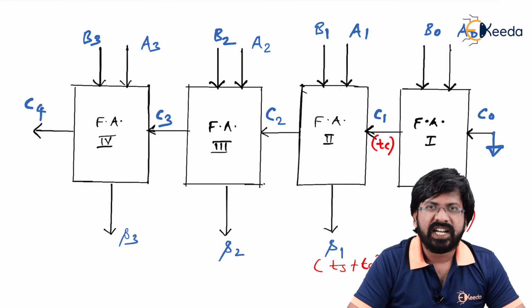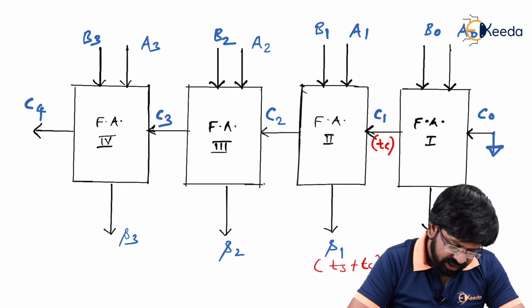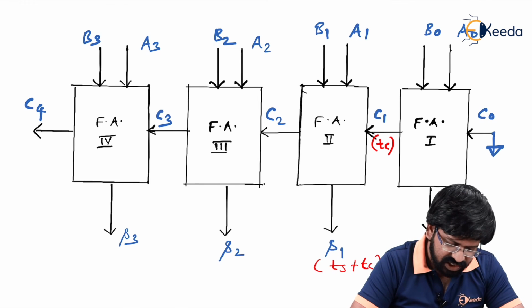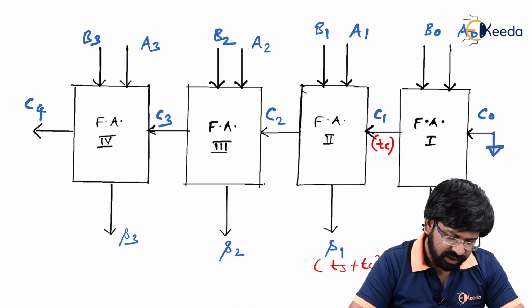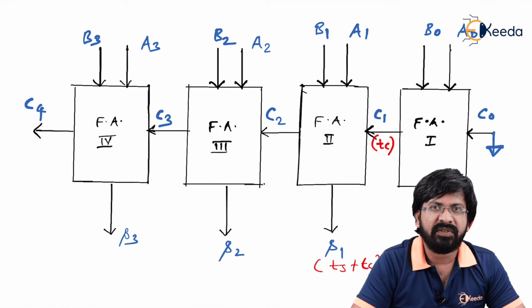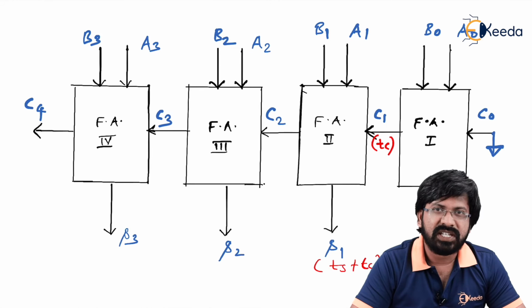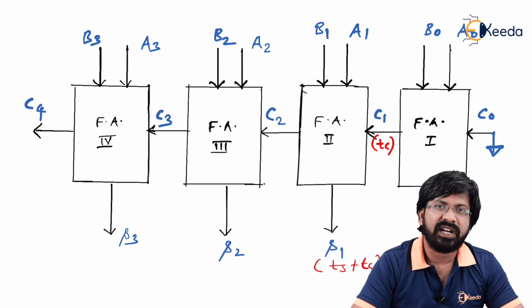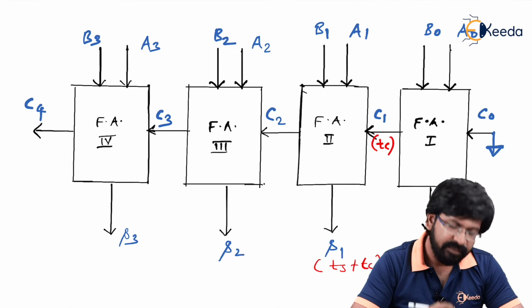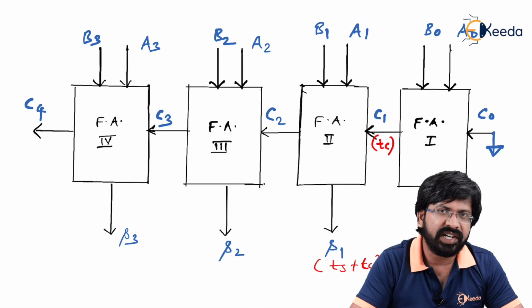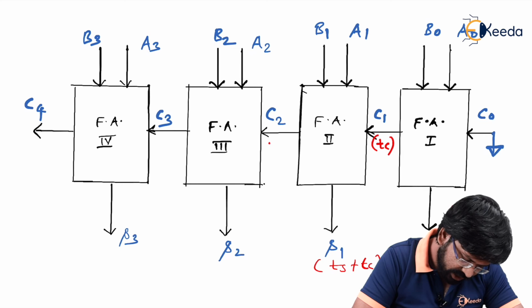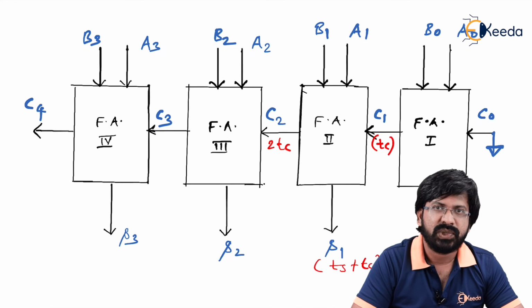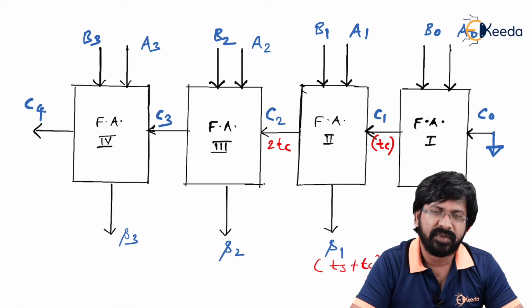Tell me, for every carry to generate, it takes Tc time. But understand, C2 will not be generated until and unless A1, B1 and C1, all of them are present. A1 and B1 are applied at 0 time only. But C1 has come after Tc time. Thereafter, it starts working on A1, B1 and C1. Then, it takes its own Tc time to generate C2, and therefore, the effective delay is twice of Tc. So, Tc time for C2 itself and Tc time for waiting period of C1, right?